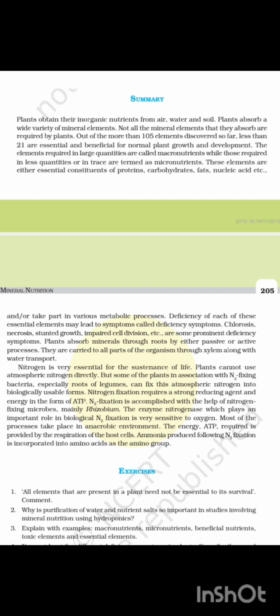Nitrogen fixation is accomplished with the help of nitrogen fixing microbes, mainly Rhizobium. The enzyme nitrogenase, which plays an important role in biological nitrogen fixation, is very sensitive to oxygen. Most of the process takes place in an anaerobic environment. The energy ATP required is provided by the respiration of the host cell. Ammonia produced following nitrogen fixation is incorporated into amino acids as the amino group.